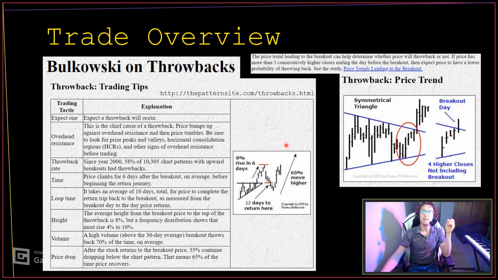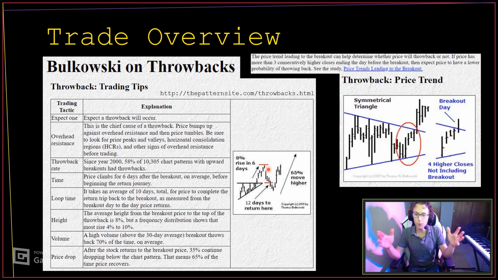And so this is probably what I'm going to be looking for, and I'm going to get my laser pointer out here. You can see in these examples, the price breaks out, and I love that this example is actually an ascending triangle, because this is exactly where we are. You'll see that there's 1, 2, 3 tests, a dip, and then boom, a surge, and that's what I'm hoping for. So an 8% rise in 6 days.